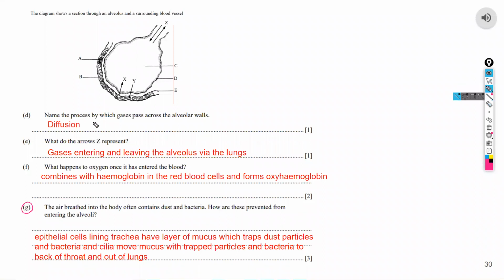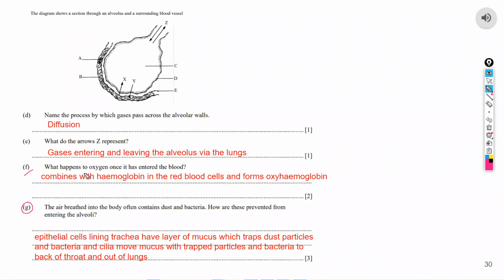What's next? Z. Where is Z? Now, the answer for Z was so simple. Sometimes the answer is so simple, you just can't believe that is the answer. This is just showing the gases leaving or coming in from the lungs, right? You're breathing in, you're breathing out. That is all it's showing.